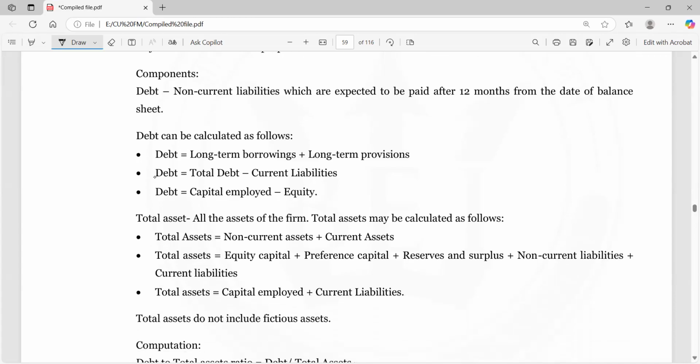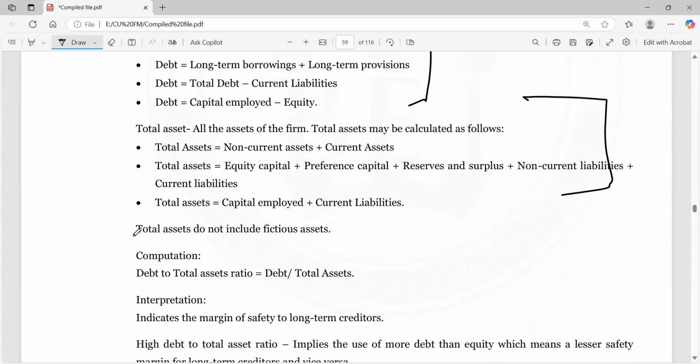Again, there are different formulas for calculating debt and different formulas for calculating total assets, which need to be used based on the scenario, right? And most importantly, listen, total asset does not include fictitious assets. What are fictitious assets? Examples, can you give me some? Goodwill is not a fictitious asset. Goodwill is an intangible asset. Deferred revenue expenditure, then prepaid is a current asset. Fictitious assets: deferred revenue expenditure, then preliminary expense is a fictitious asset. Accumulated loss, it is a fictitious asset. So these are all some fictitious assets.